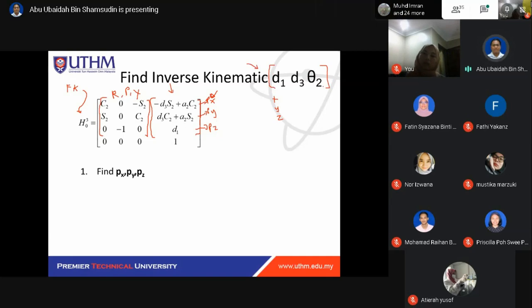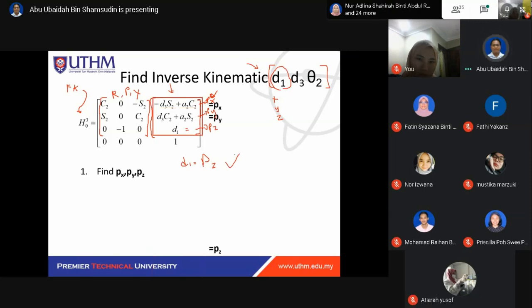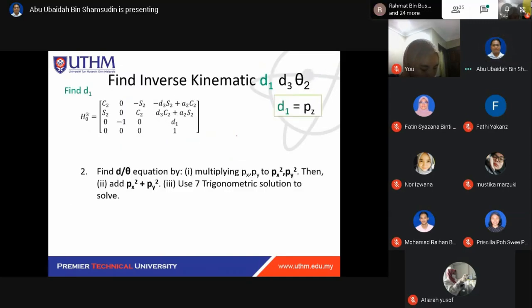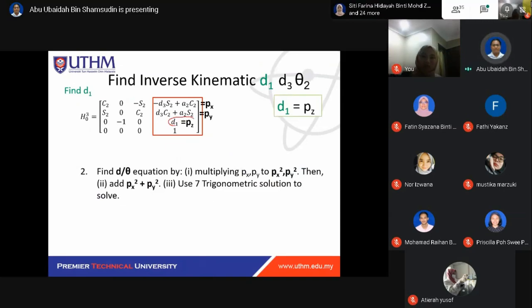Okay. The first one, I want to find d1. So maybe we can solve d1 here. What is the value for d1? So d1 is equals to Pz, right? And we already know the Pz value. Okay. So d1 is equal to Pz. Therefore, we can already solve our first equation. Do we know the value for Pz? Yes. Because we determine the value for Pz.